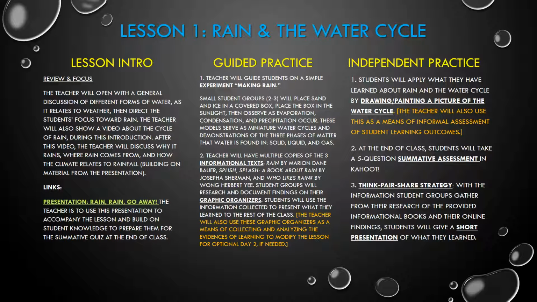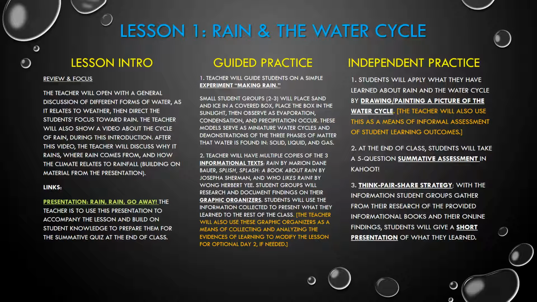Guided practice. The teacher will guide students on a simple experiment making rain. Small student groups of 2 to 3 will place sand and ice in a covered box. Place the box in the sunlight, then observe as evaporation, condensation, and precipitation occur. These models serve as a miniature water cycle and demonstrations of the 3 phases of matter that water is found in: solid, liquid, and gas.